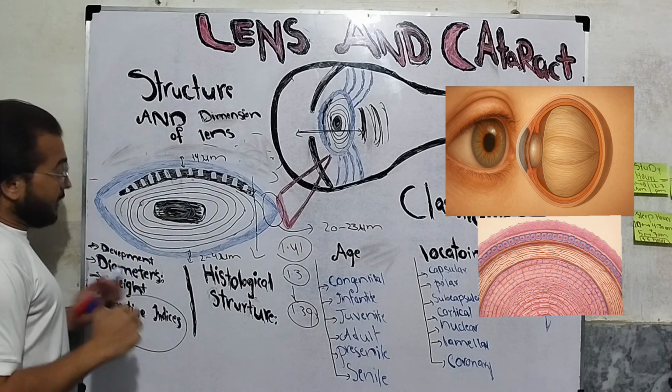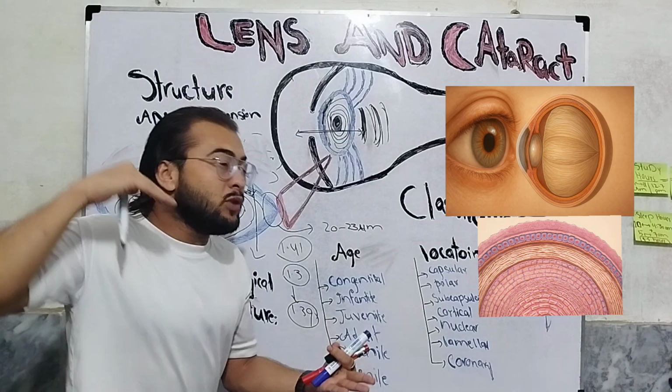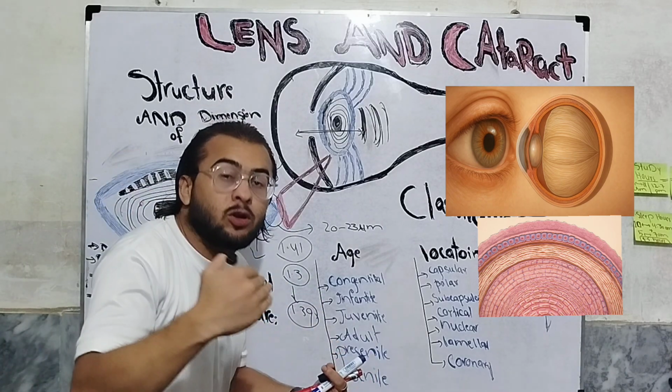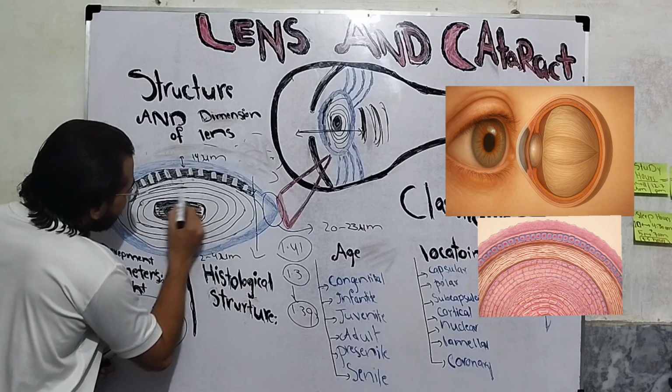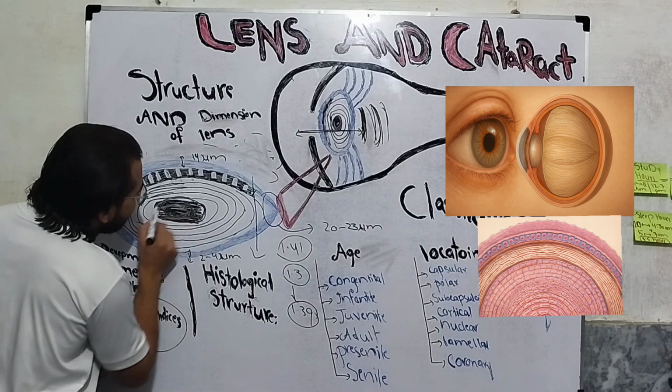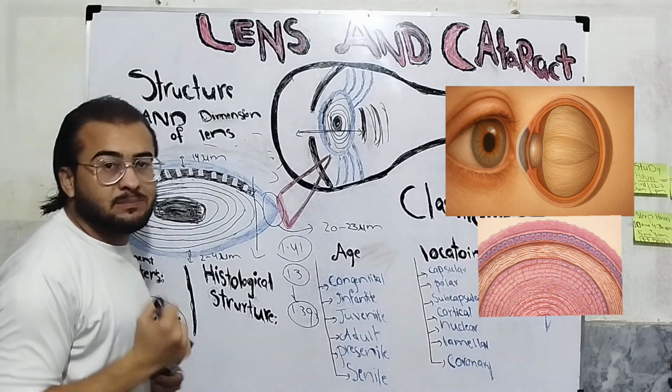The third structure of the lens, these are the lens fibers, which is the main structure and forms the core of the lens. These are the lens fibers, okay. So how the lens fibers are formed and what are they?